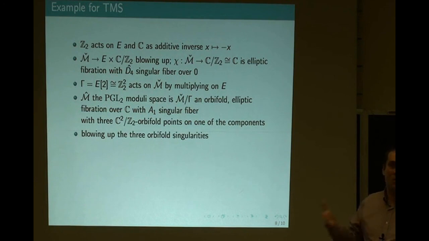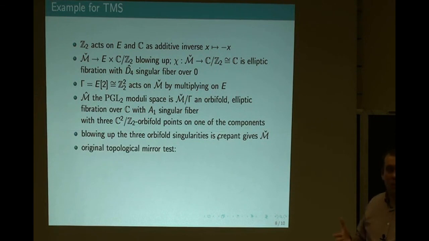You divide a surface by a finite group, and then the surface itself will be isomorphic to a crepant resolution of this. And that, of course, should explain the mirror symmetry in this accidental situation. By the result of Kontsevich's motivic integration, you can prove that the stringy numbers of an orbifold agree with the Hodge numbers of the crepant resolution. So the original topological mirror test in this accidental case can be geometrically explained.